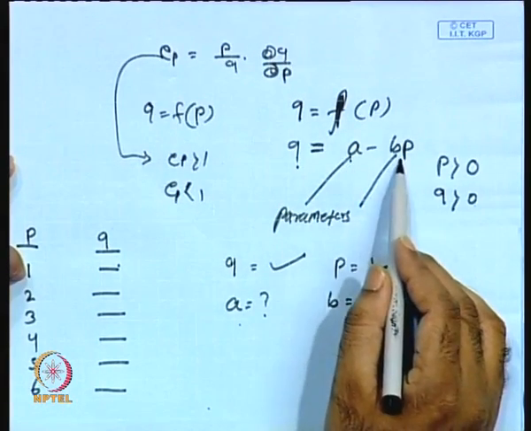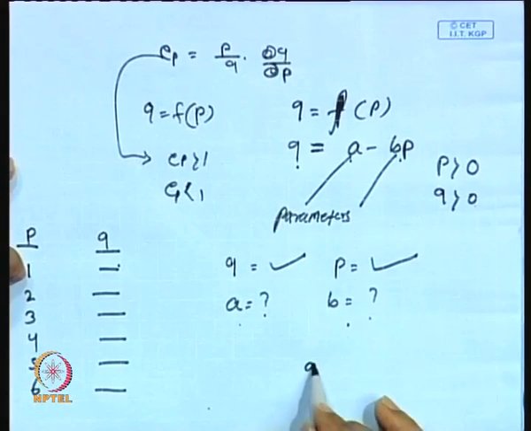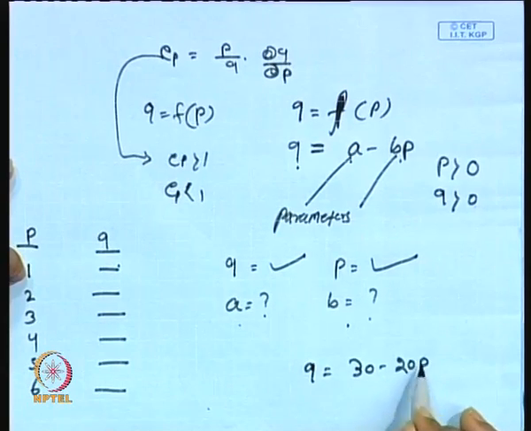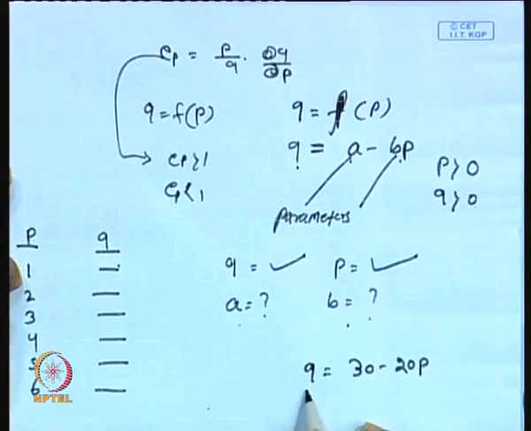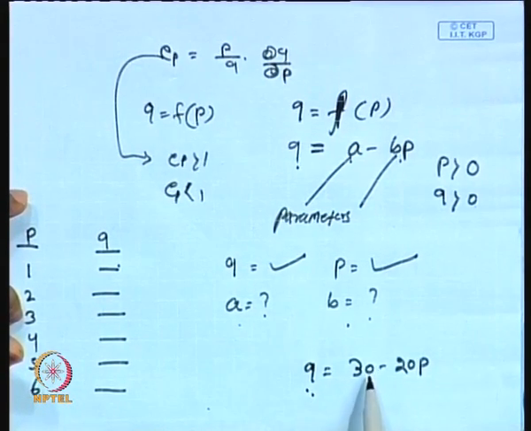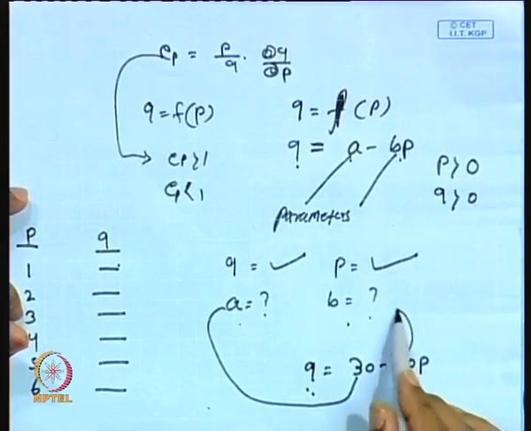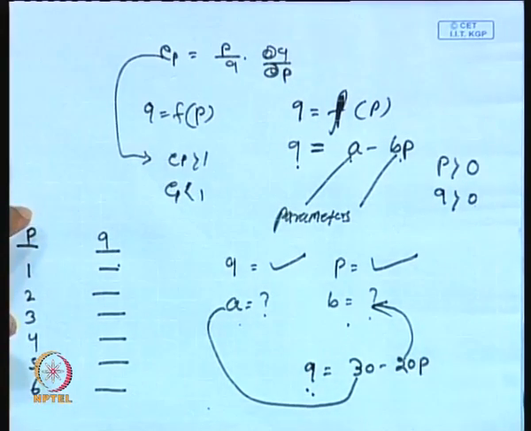about a and b. So if I write the equation, say q equals 30 minus 20p, then obviously if p equals 1, we are able to calculate q. If p equals 2, we can calculate the value of q. So now the question is what is a and what is b. For this equation, a can be 30 and b can be 20, but you cannot arbitrarily fix this value 30 and 20.